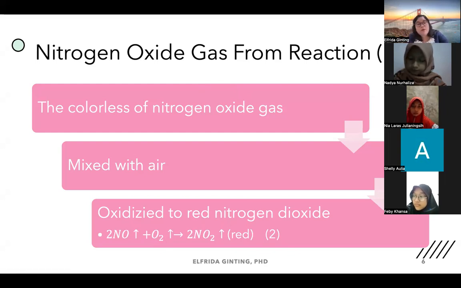So there are times when you try to analyze a chemical, you cannot do it in one step. Sometimes you need to do it in several steps before you are able to draw a conclusion about what type of chemical you have. Okay.